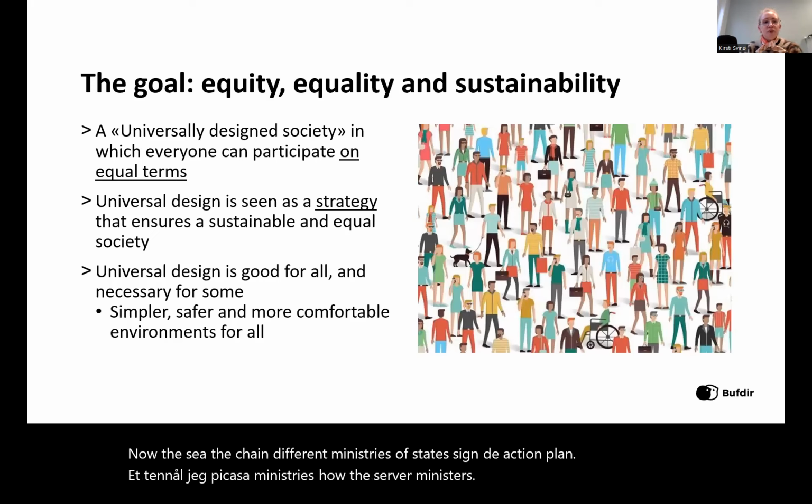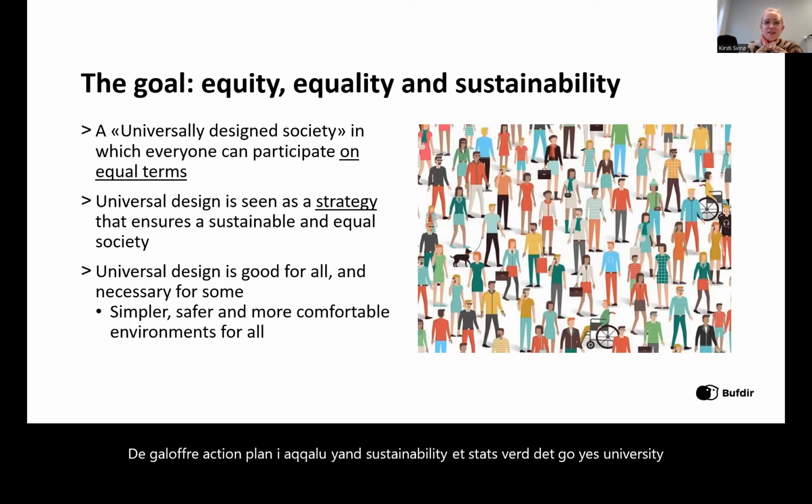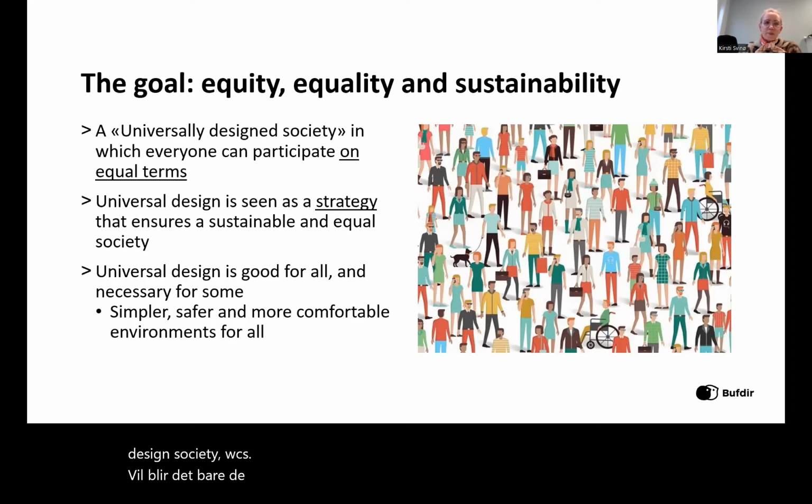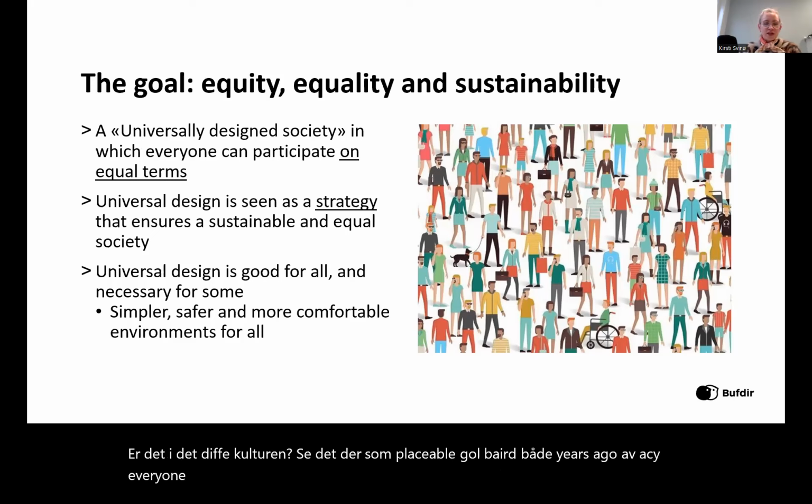The goal of the action plan is equity, equality, and sustainability. It states that the goal is a universally designed society. Now, as I talked a little bit about it, it is difficult to say that that is a plausible goal, but I read it as a goal of a society where everyone can participate on equal terms.